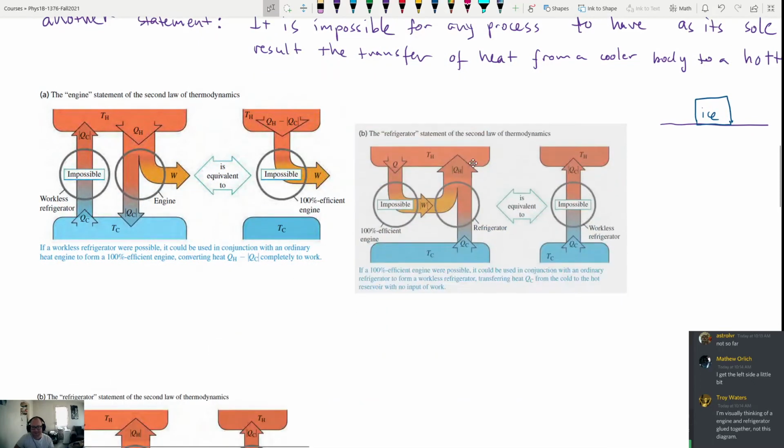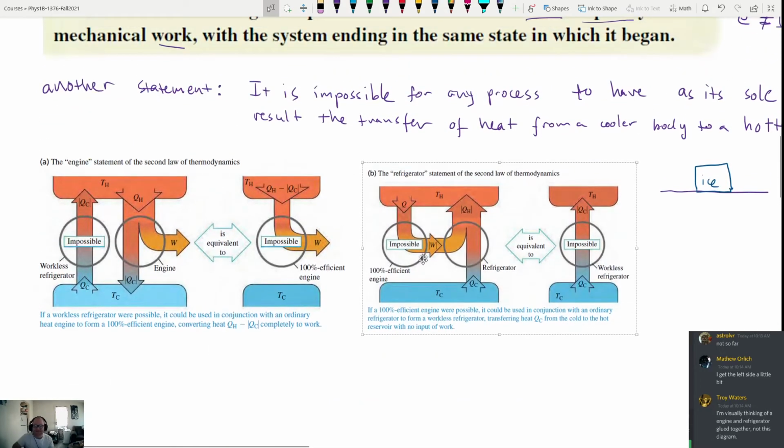Okay, let's look at this one. See if this one's more clear. So this is the refrigerator statement of the second law of thermodynamics. It says if a 100% efficient engine was possible, it could be used in conjunction with an ordinary refrigerator to form a workless refrigerator, transferring heat QC from the cold to the hot reservoir with no input of work. So we know that this is impossible, that you can't go from QC to QH. These two have to be different from each other, and there has to be work coming in as well. This one says you take the heat out of your 100% engine, you use that 100% engine to convert heat totally into work. The work is then used to power a refrigerator.